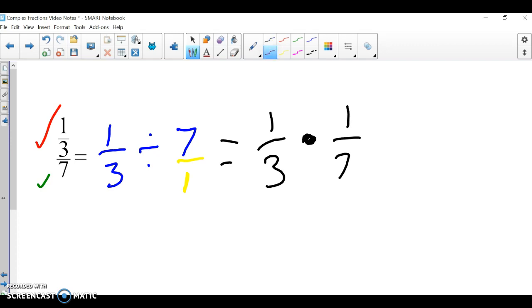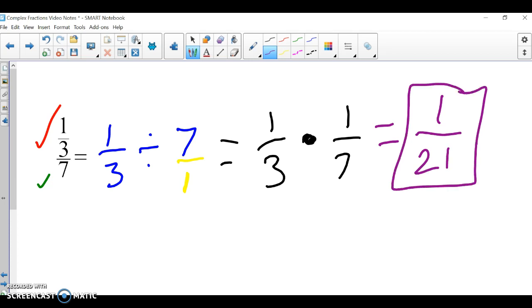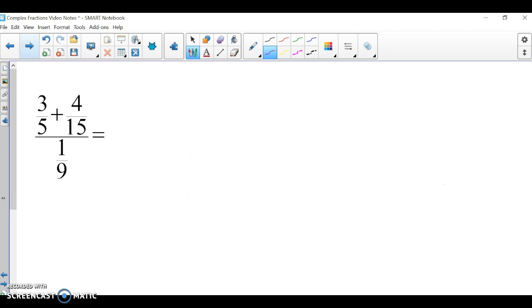Okay, so now it's multiplication. Now I just solve. 1 times 1 is 1. 3 times 7 is 21. And there is nothing to simplify, so that is my final answer. Okay, I get it. That one was easy. So let's try a slightly more difficult example.